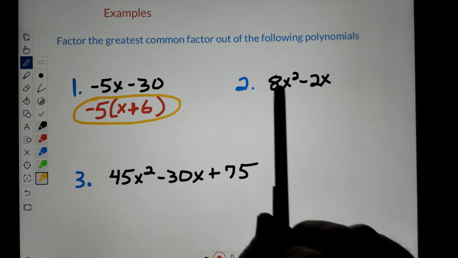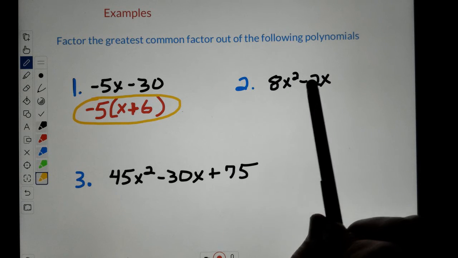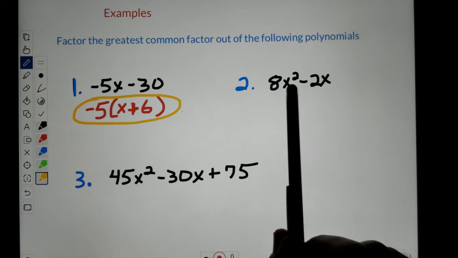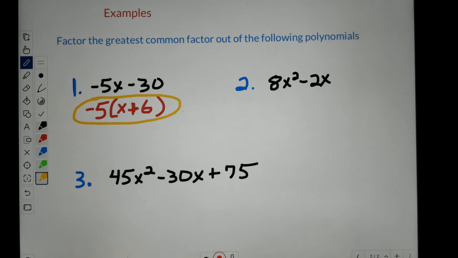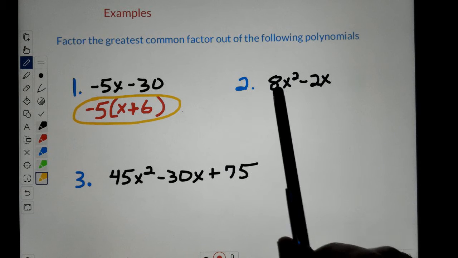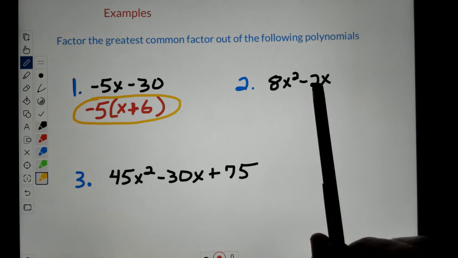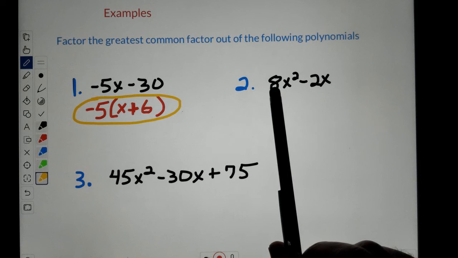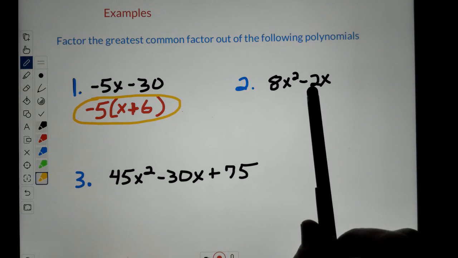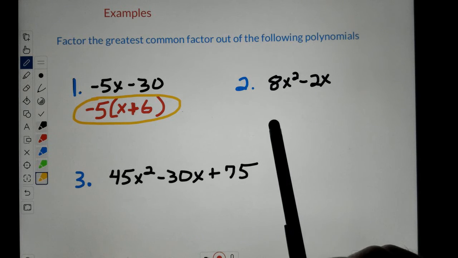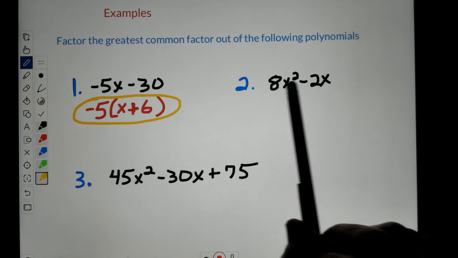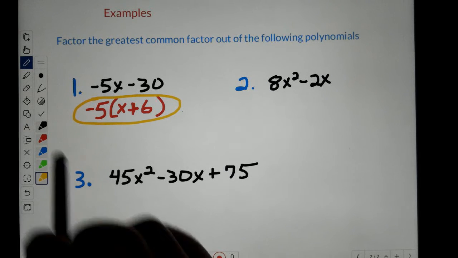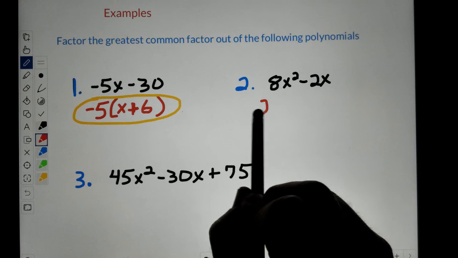All right, let's take a look at another example. Here we have 8x squared minus 2x. First thing you want to notice is that both of these have an x, so they have an x in common. That's part of the greatest common factor. Now, when you think of 8 and 2, the only factors of 2 are 1 and 2, so the greatest common factor possible would be 2. And 2 does go into 8. Both 8 and 2 are even numbers, so we're going to take out the 2 and an x. Now, because this 8x squared is positive and this is a minus 2x, we can't take out the negative unless they're both negative. So we're going to take out a 2x.